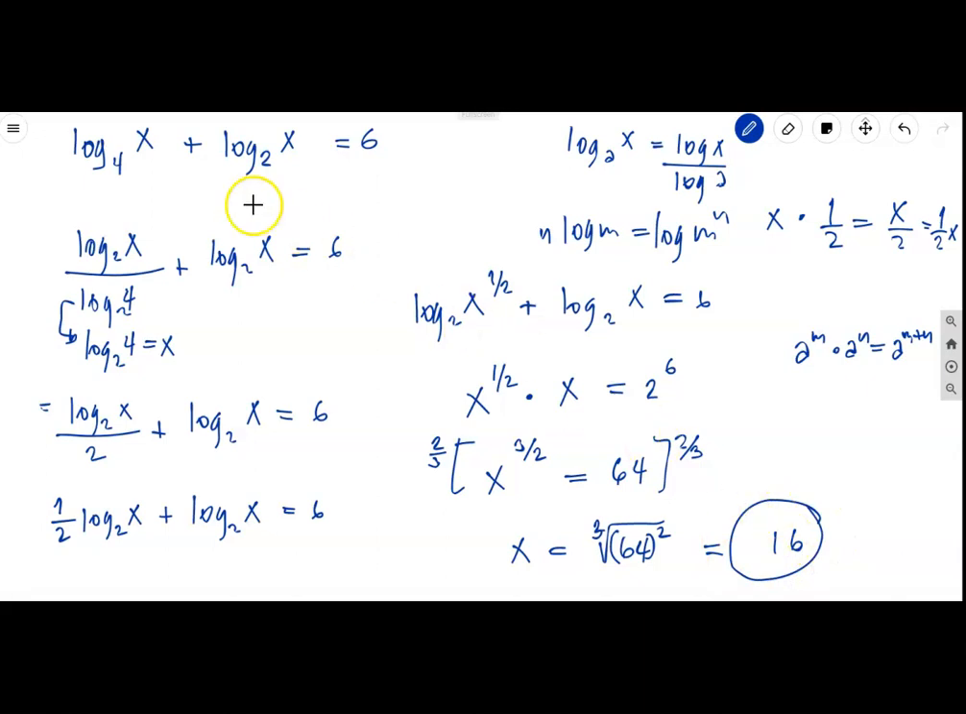To check if your answer is correct, just plug in the value of 16 here. Is it equal to 6? Let's solve it. We have log 16 base 4 plus log 16 base 2. 16 is 4 squared, so this one is 2. Plus this one is 4, equals 6. Therefore, 4 plus 2 equals 6.